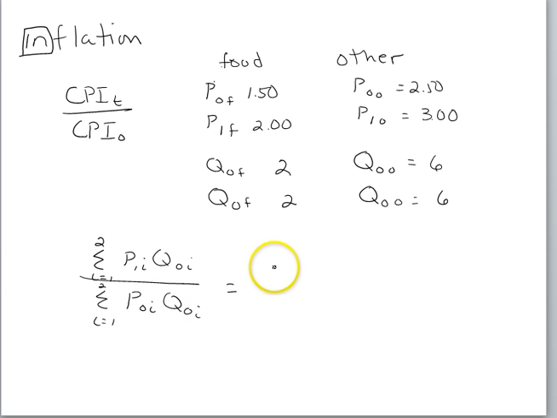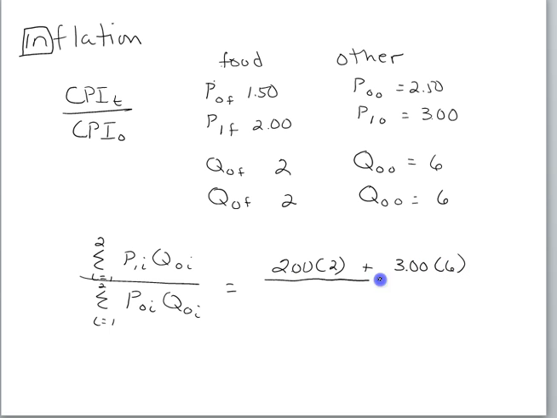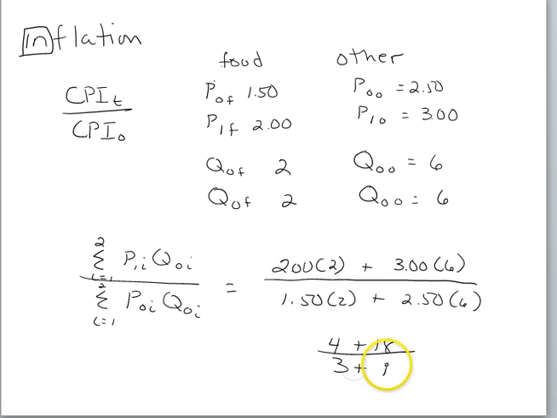So how do I do that? I say, well, in time period 1, the price of food was $2 and the quantity of food was 2, plus the price of other goods was $3 and the quantity was 6. In the base period, the price of food was $1.50 and the quantity was 2, and the price of other goods was $2.50 and the quantity was 6. So I have 4 plus 18 over 3 plus 13, which is equal to 22 over 16, which is equal to 1.22. Is this the rate of inflation?